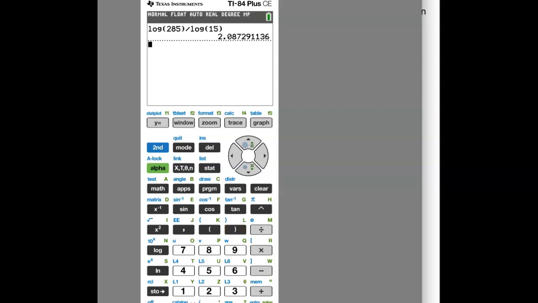All right, so we get this decimal 2.08729, etc. And then our last step would be to divide out the 3. So let's take our decimal here and just divide by 3. And we end up with an answer of 0.695763, etc. Typically, logs are given out to 4 decimals. So let's take this to 0.6958 if we round it.